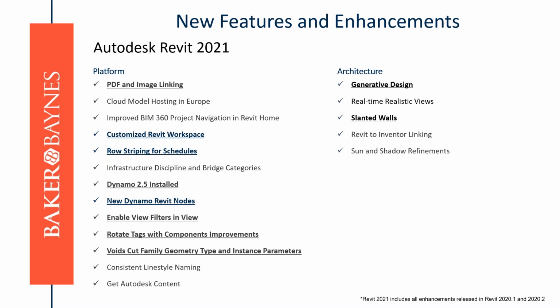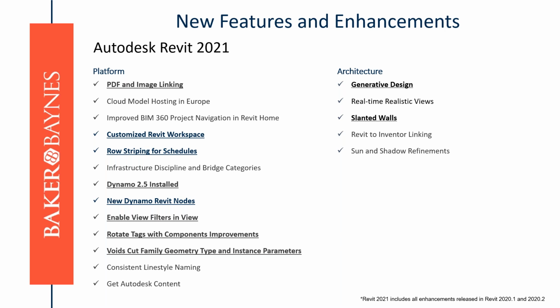So the list on the left is on the actual platform, and we've put it out like this because that's a general Revit change that's happened. Whereas on the right, you can see it's more discipline specific. Doesn't mean that those items can only be used in those disciplines specifically, but they're more directed at those.